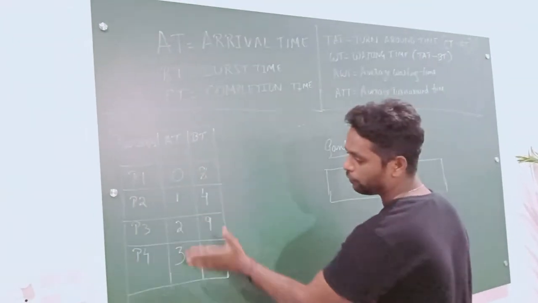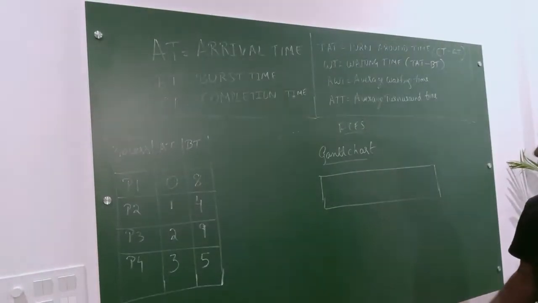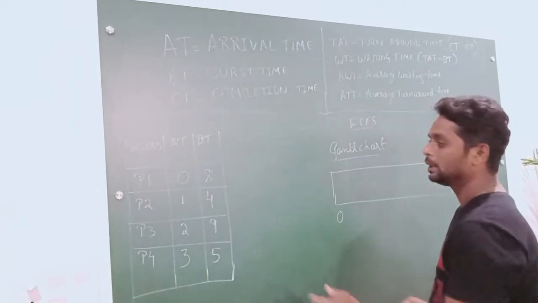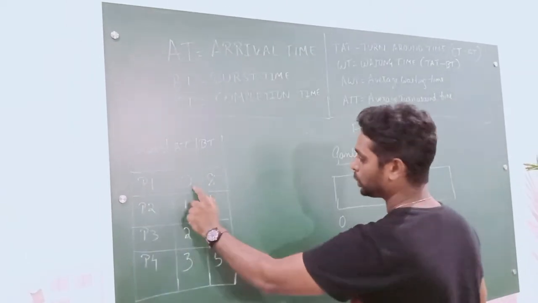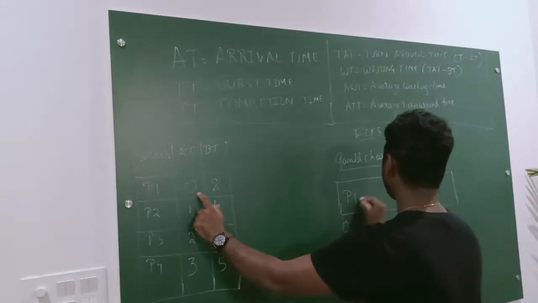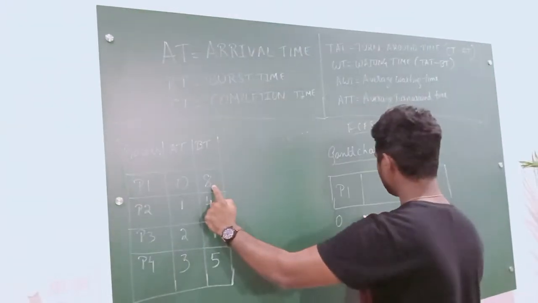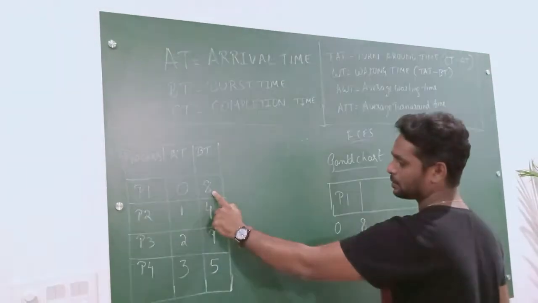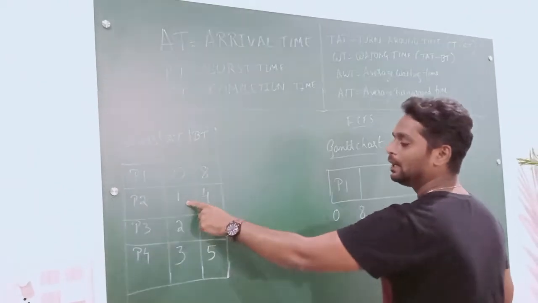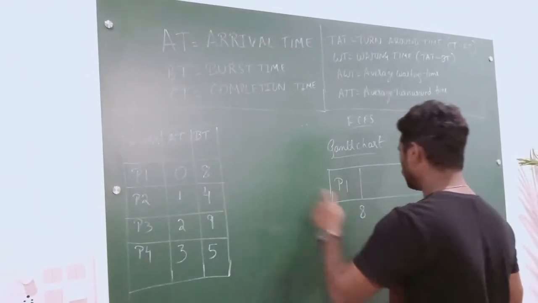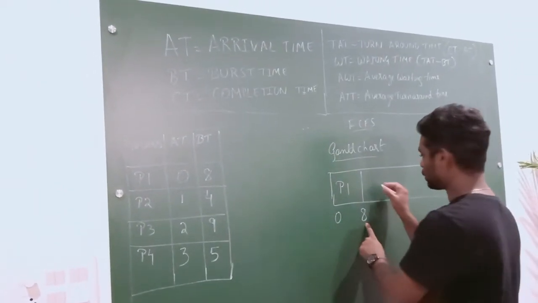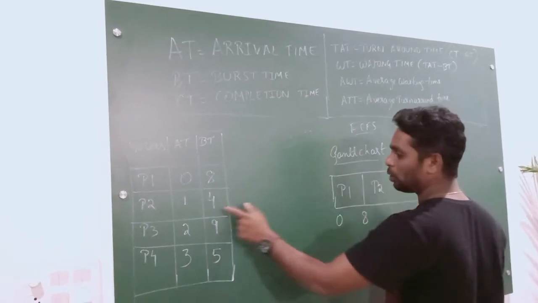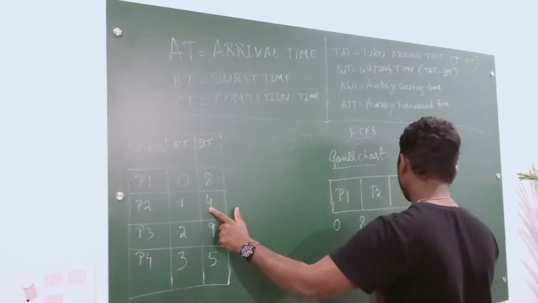How many processes are there? 4 processes. It starts with 0 seconds. Which process came at 0 seconds? Process P1. As it is non-preemptive, it is going to execute the complete time. It needs how many seconds? 8 seconds. Done. P2 will arrive into the queue at 1, but we are already completed with 8 seconds. No problem. P2 will take 4 seconds. FCFS is not a problem.